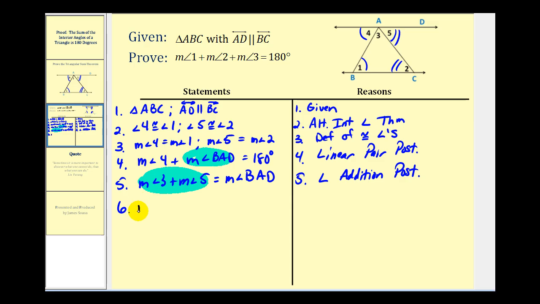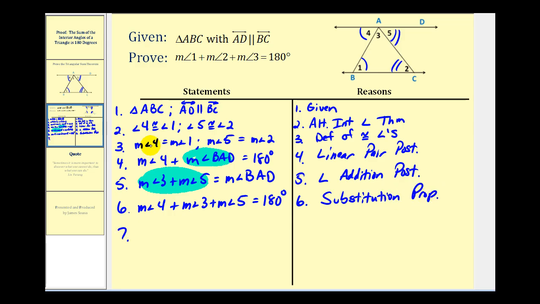So the measure of angle 4 plus the measure of angle 3 plus the measure of angle 5 is equal to 180 degrees. And the reason is the substitution property. Now I think we have it.